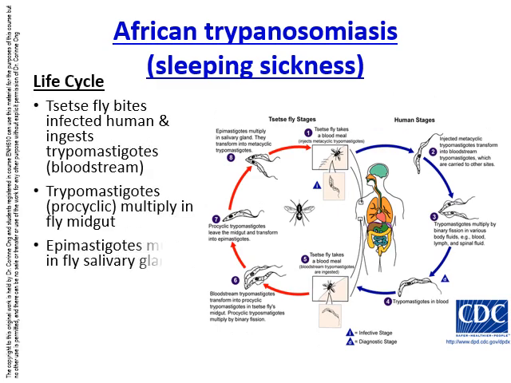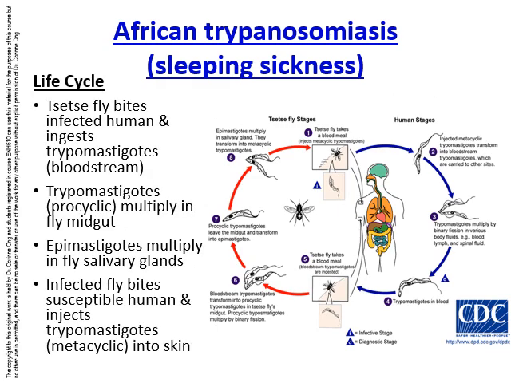Now let's focus on the left side with the red arrows. When tsetse flies bite infected humans, trypanosomes are ingested, and they multiply in the fly midgut, undergoing some biological changes and multiplying by binary fission. They then migrate to the fly's salivary glands as epimastigotes and continue replicating. They transform into the infective trypanosomes, which are then injected into a susceptible human when an infected fly bites them.